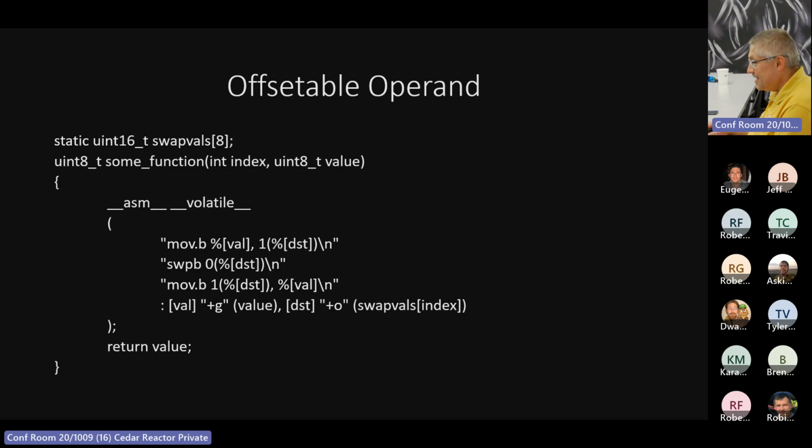Okay, here's an example of an offsetable operand. Like I said, we have swap vals of the index. Swap vals has a particular address, and the index basically points to one of the values. If you look at the top, it says that there are 8 values in the array. So we point to one of those values with the index, and now we have the plus O, so we're going to be updating this particular value in swap vals. That's why the O is used, because it's offsetable for that particular index.